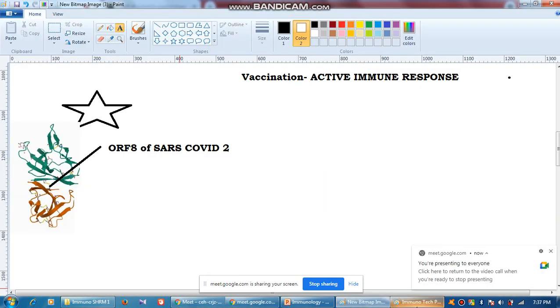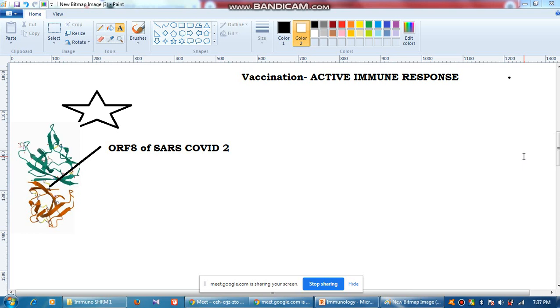So what we did, so what has happened, we are talking about vaccination and active immune response. In order to understand how active immune response takes place, we have taken a protein which is present on the surface of SARS-CoV-2. Now that protein is which one? The ORF8. Last day we spoke about it, we did the study. Today we will be using a tool to understand its immune response, how well it behaves as a vaccine. There are plenty of other things, but this is the basic thing that you should know.